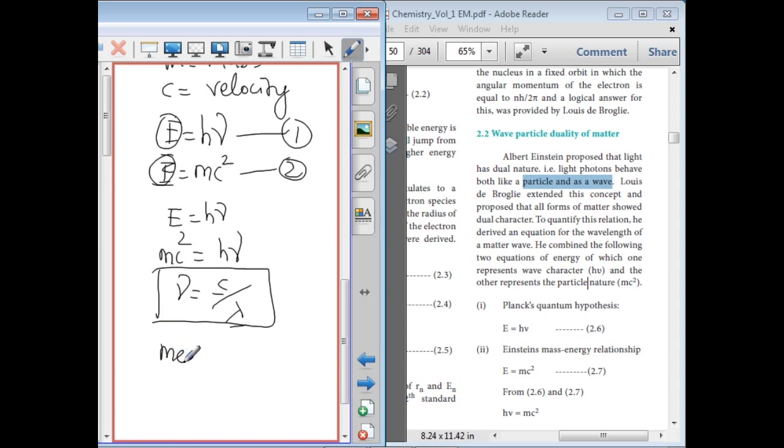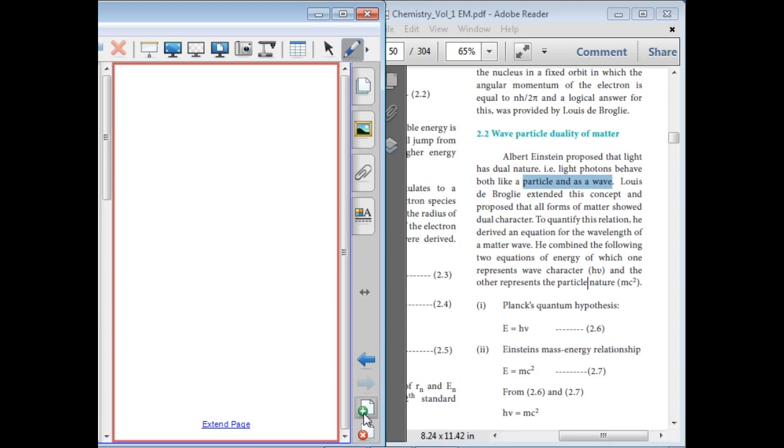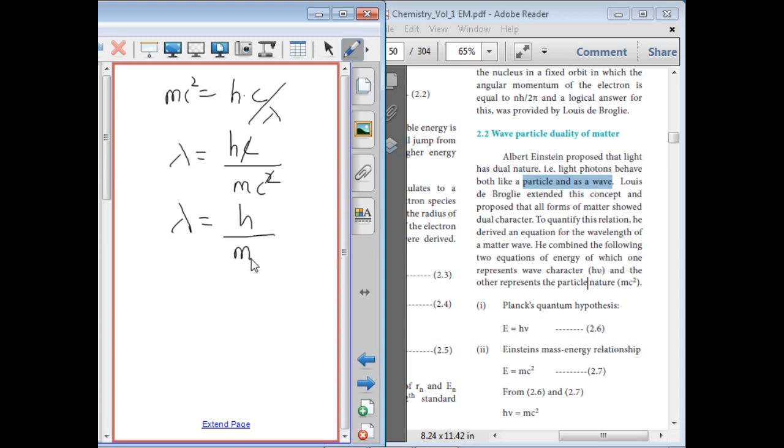So mc square equals h multiplied by c by lambda. So we are going to calculate the lambda. Lambda equals hc divided by mc squared. c and c squared cancel. So lambda equals h by mc.